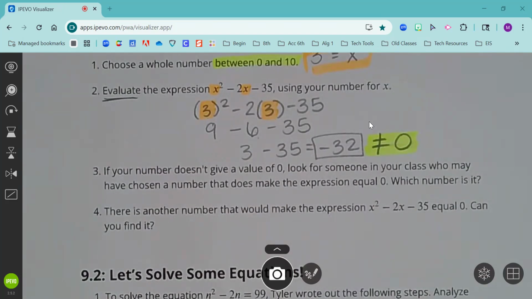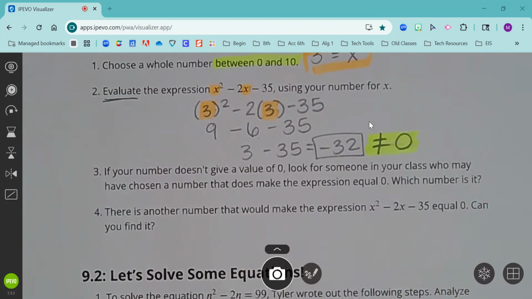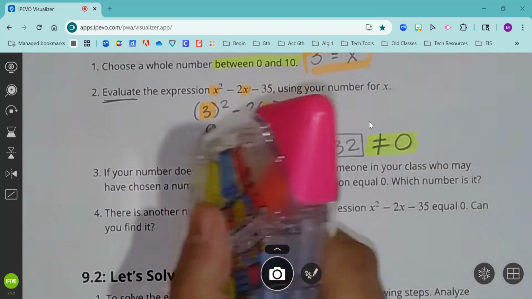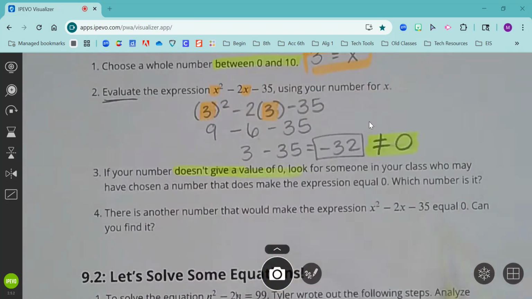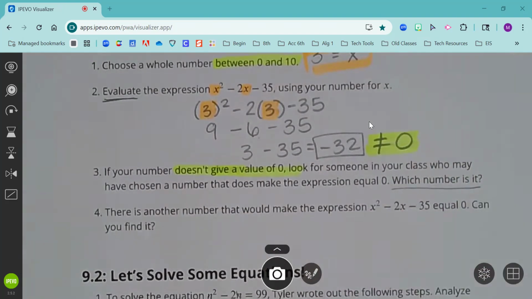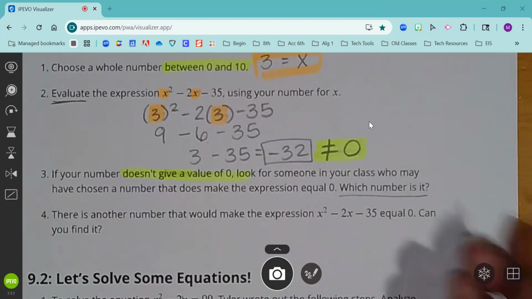And that's the idea of this warm-up, is just getting you guys used to understanding solutions. So right there, if your number doesn't give a value of 0, look for someone in your class who may have chosen a number that does make the expression equal to 0. Which number is it? And in this case, it is 7.